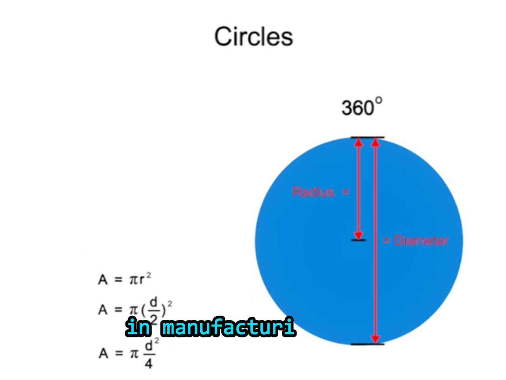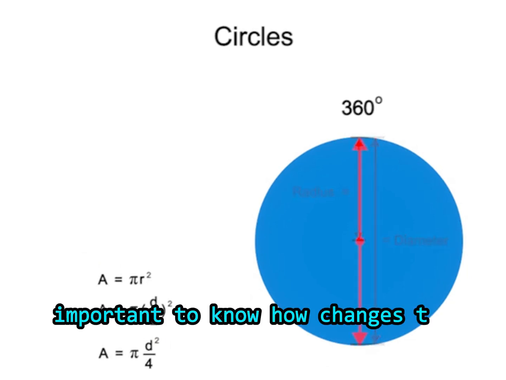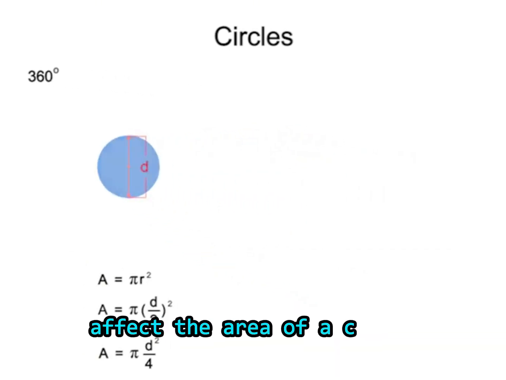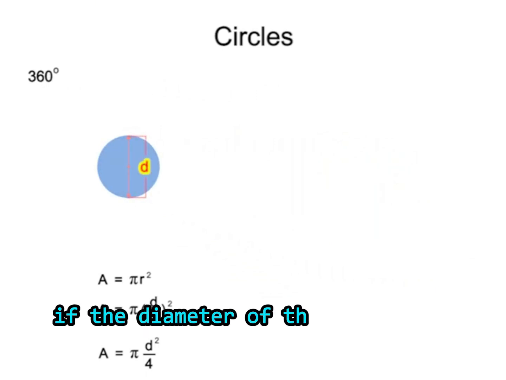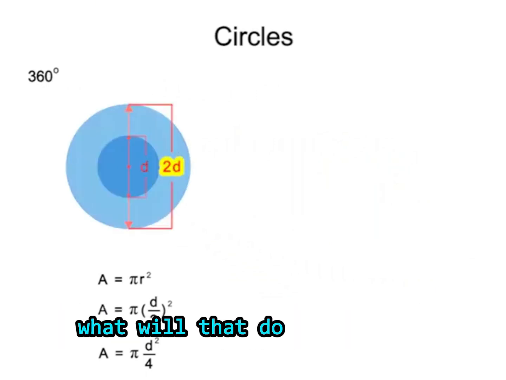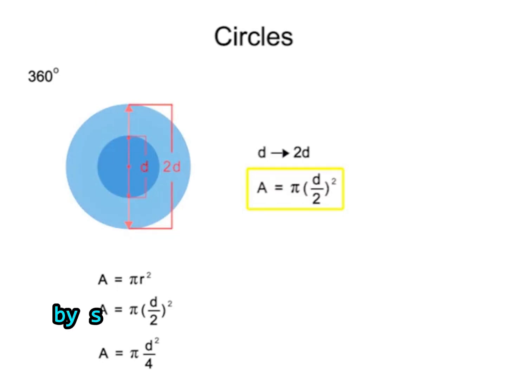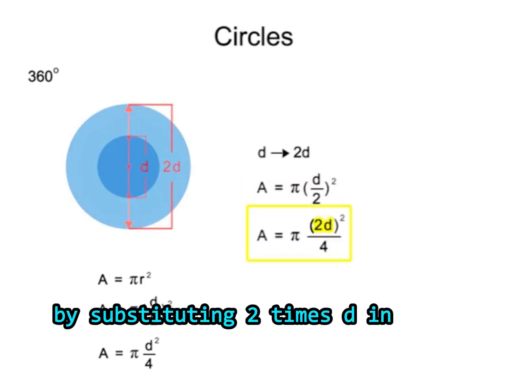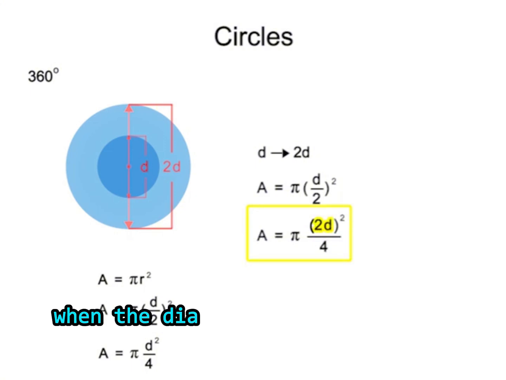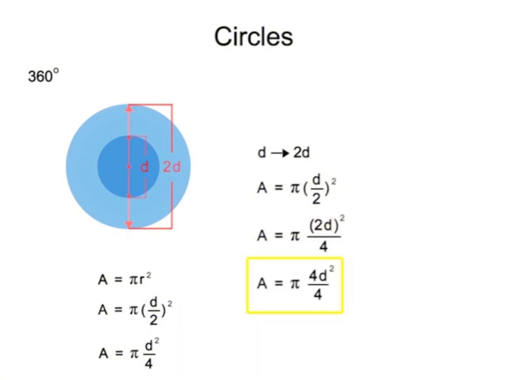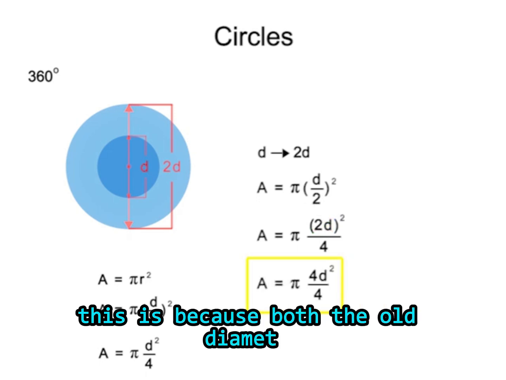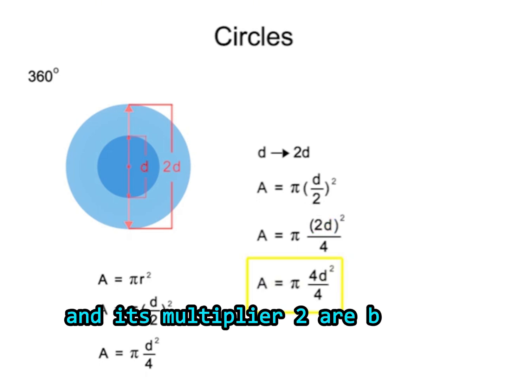In manufacturing, it's important to know how changes to the diameter affect the area of a circle. If the diameter of the circle is doubled, what will that do to the area? By substituting 2 times d in for the diameter, we can see that when the diameter of a circle is doubled, its area is quadrupled. This is because both the old diameter and its multiplier 2 are being squared.